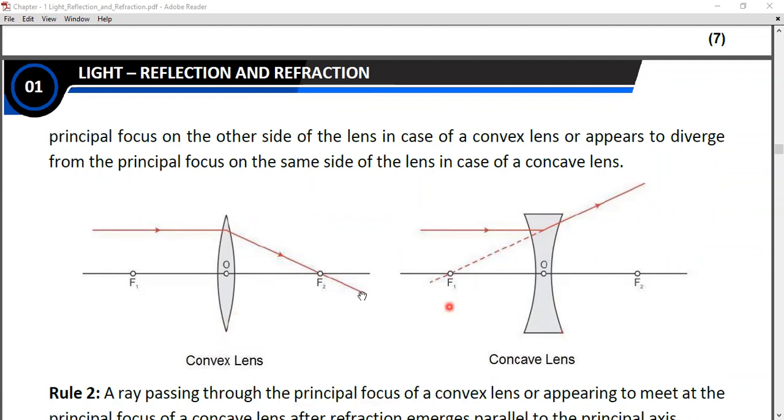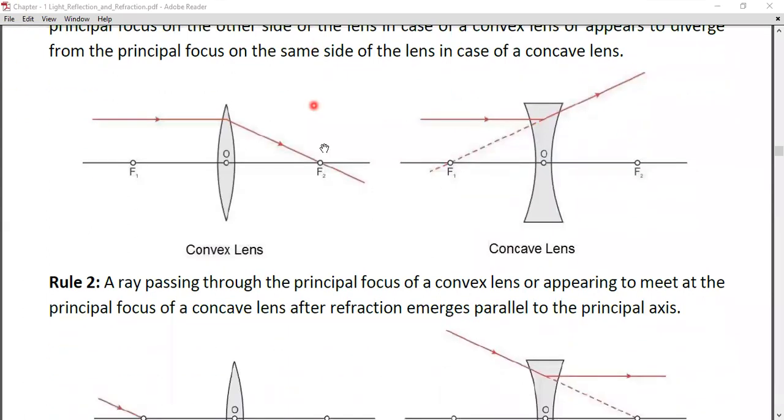In rule 1, we took the incident light parallel to the principal axis, just like convex mirror and concave mirror. Right? This is the refracted light you take. This is also refracted light, not reflected. Refraction will take place in case of lens. Understood, guys? So this is the first rule, and let's focus on the second rule.